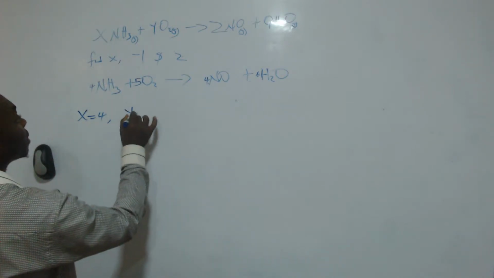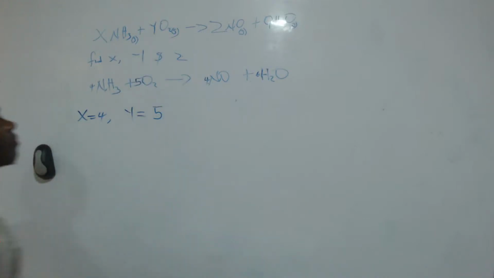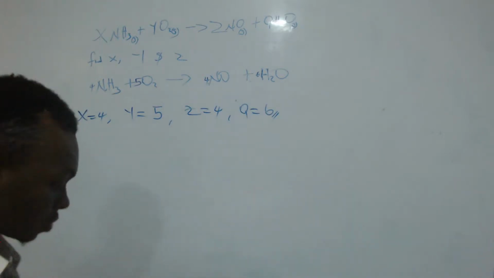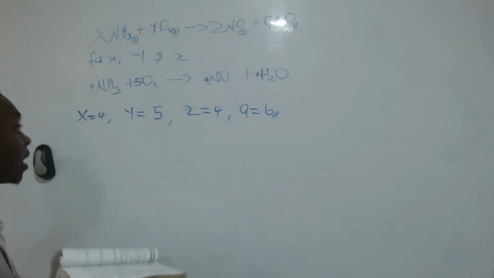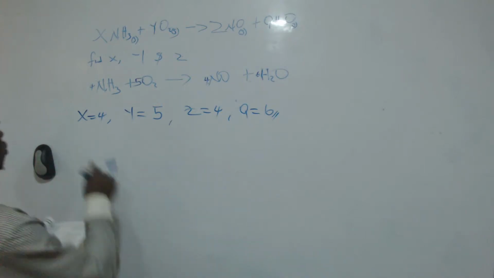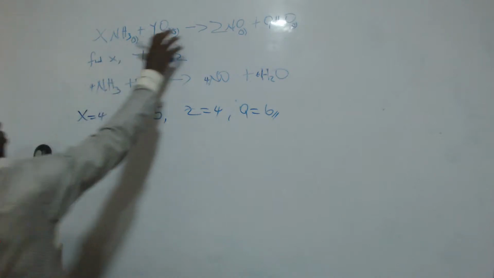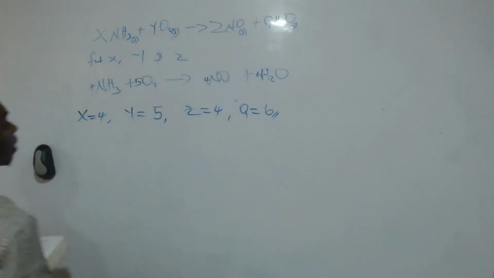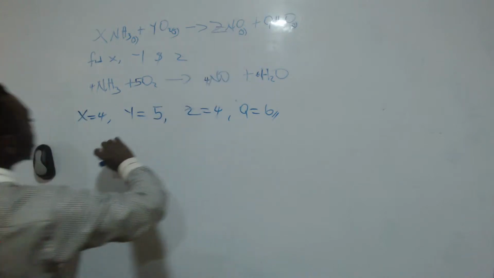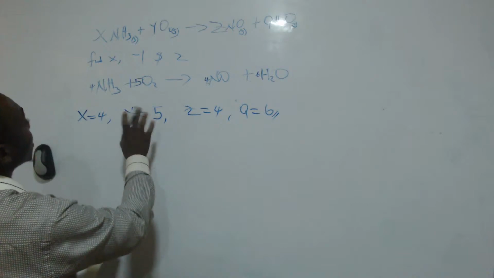Your y is equal to 5. Your z, your balanced equation. See now that you are getting your balanced equation. Your x is 4, your y is 5, your z. You bring down your equation without putting the alphabet. Then you have x is equal to 4, y is equal to 5.